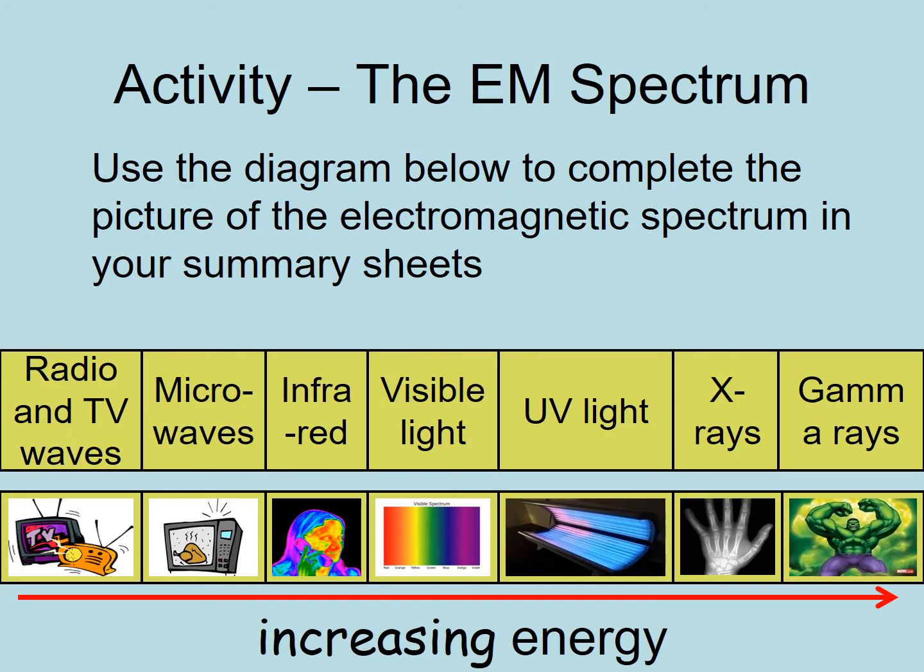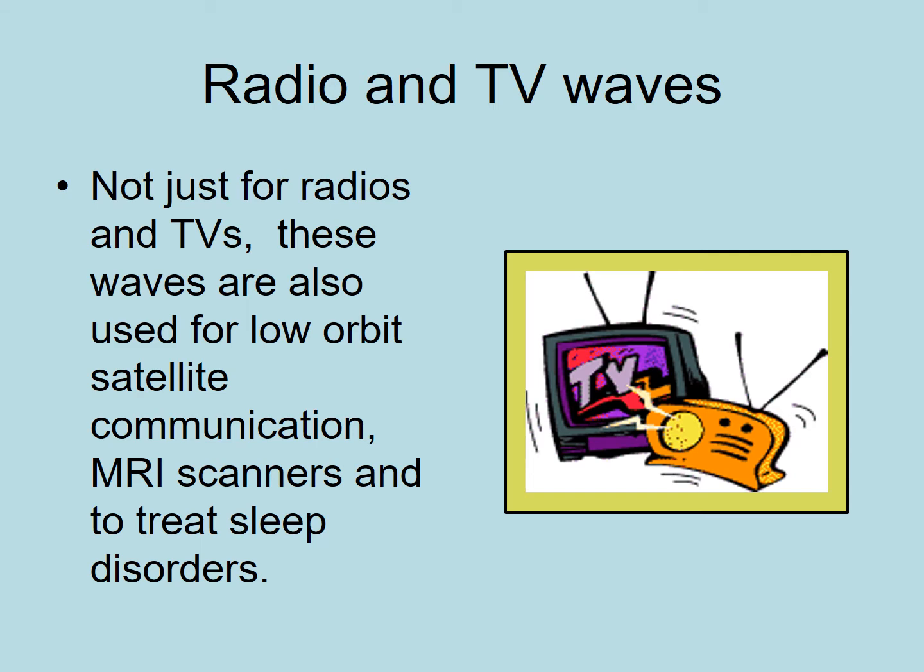So as we said before, the EM spectrum is a family of waves. They all travel at the speed of light and can travel through a vacuum. There is an increase in energy from TV and radio waves to gamma rays. Let's have a look at each type of wave in turn. So let's start with radio and TV waves.